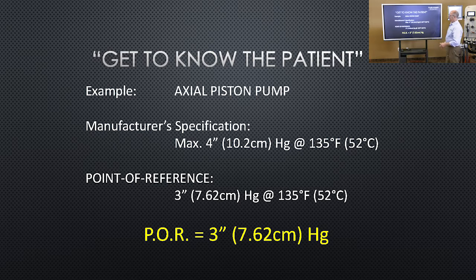So for example, we tested an axial piston pump. The manufacturer's specification: maximum 4 inches of mercury at 135 degrees Fahrenheit. What did we determine? We determined that the point of reference is 3 inches of mercury. And that's set in stone. For the rest of this pump's life in this application, again, at this temperature and this altitude and this flow rate, that number should never ever change, unless, of course, there's a problem.